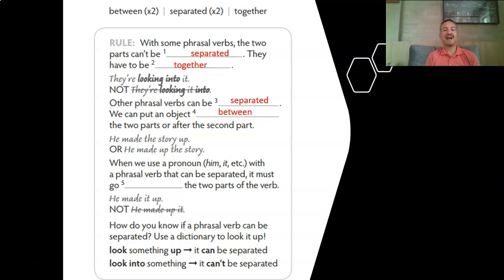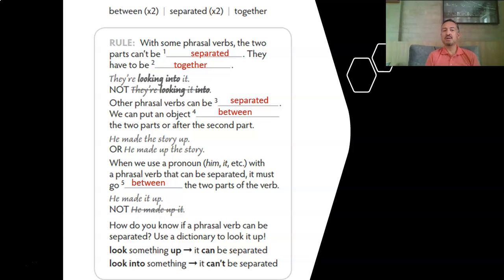When we use a pronoun like him, it, etc., with a phrasal verb that can be separated, it must go between the two parts of the verb. So even though some phrasal verbs can be separated, if we use a pronoun like him, it, etc., it has to be in the middle, to go in the middle, between the two parts of the verb. So, he made it up, not he made up it. So it's wrong. It must go between, okay?